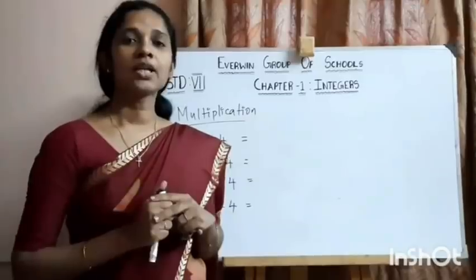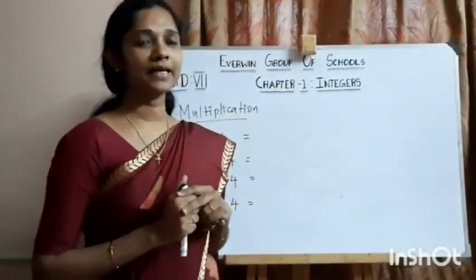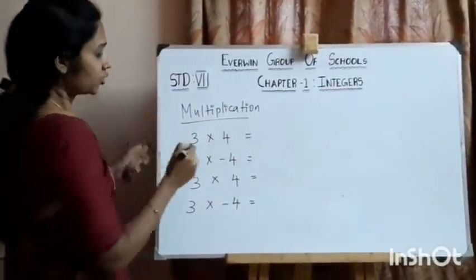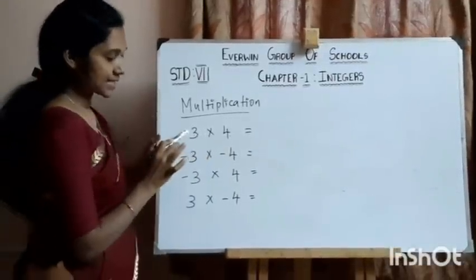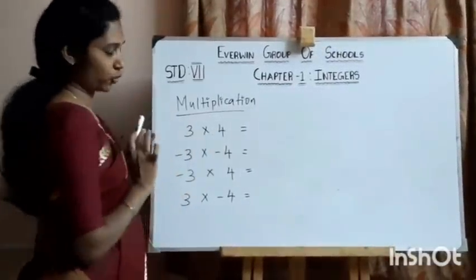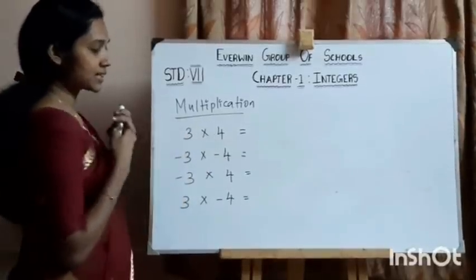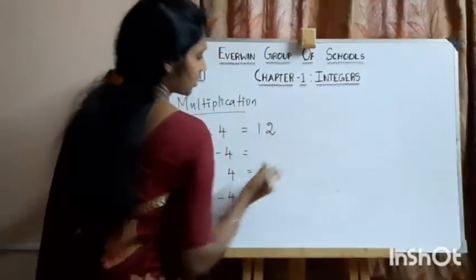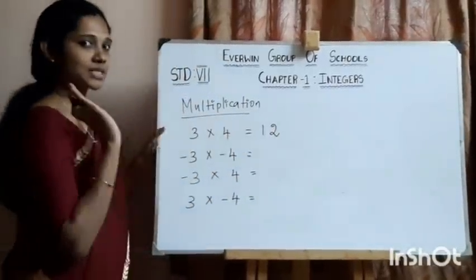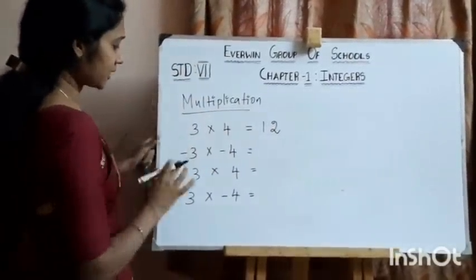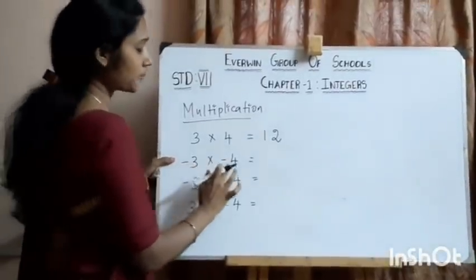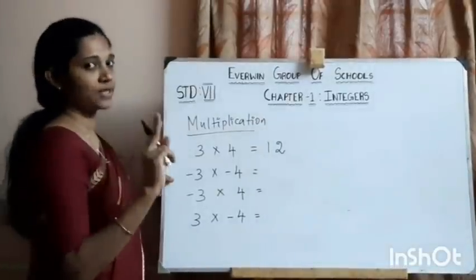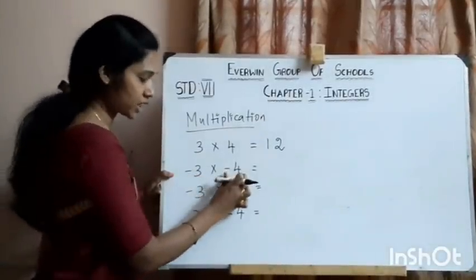Now we shall see how to multiply the integers. I have written few examples. 3 into 4. That is, this is plus 3, this is plus 4. 3 into 4 is, it's very easy. 3 4s are 12. So no need to worry about this. This is very clear to you. Second one. Minus 3 into minus 4. That is, we are multiplying two negative numbers, minus 3 and minus 4.